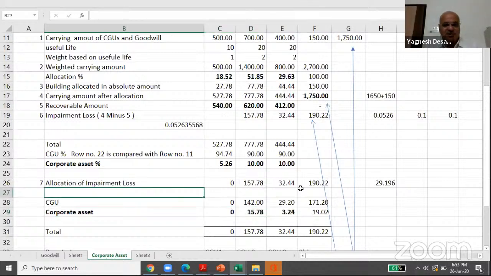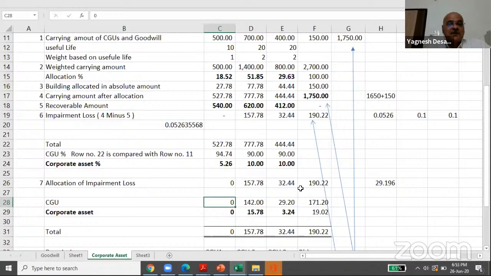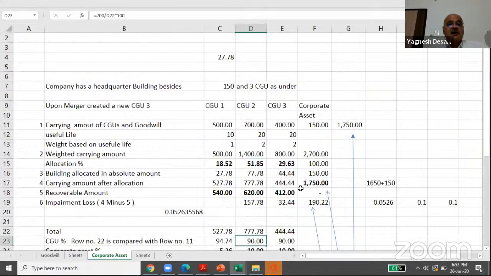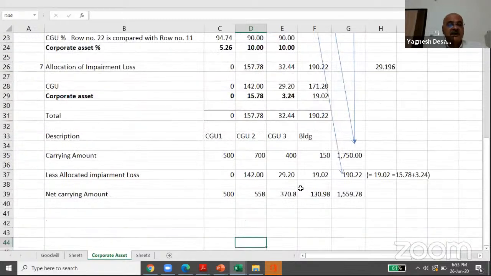Okay, so it was not futile, it was not TP. All right, so this is 142. So 157 minus 15.78, or in other words 90% of 157, is 142, and 29.2 is loss allocable to the CGU out of 157. All right, sir. Now let us be very careful. Now I want to see how good you can do connection.